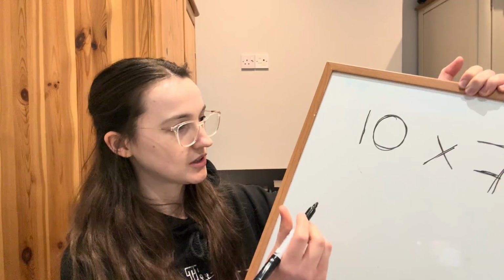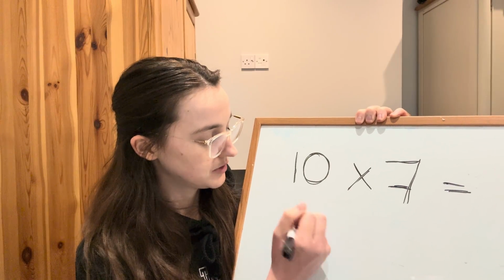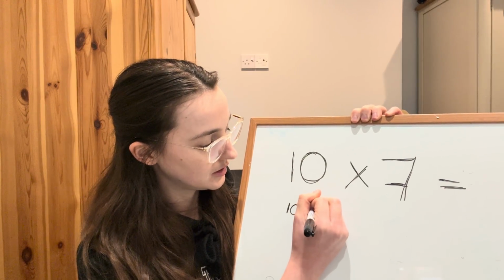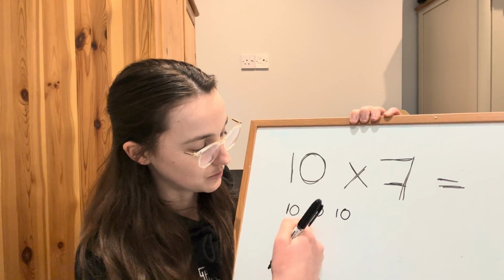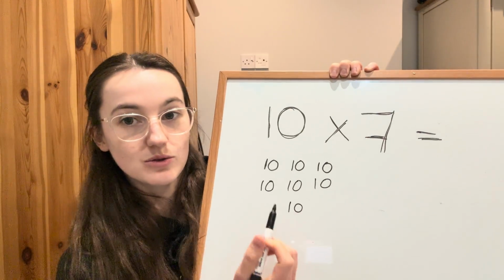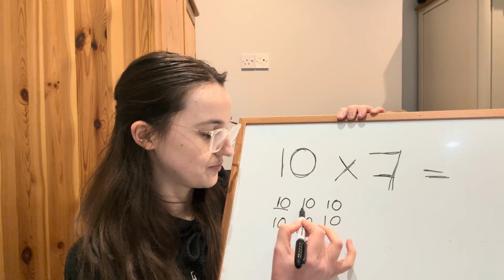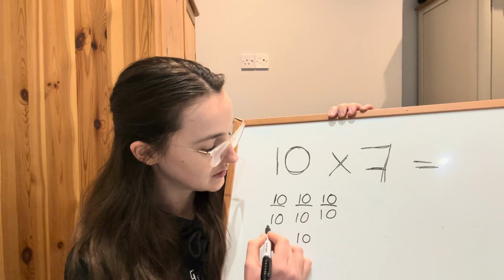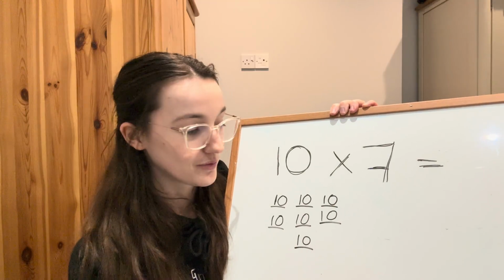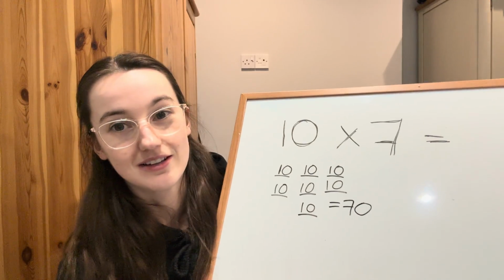Okay, so what we are going to do is the tens. What you can do is go 10, 10, 10. That's 1, 2, 3, 4, 5, 6, 7. So we've got 7 tens, okay? And now you're going to add all the tens up. So you've got 10, 20, 30, 40, 50, 60, 70. Okay? And the answer is 70, because you've got 7 lots of 10.